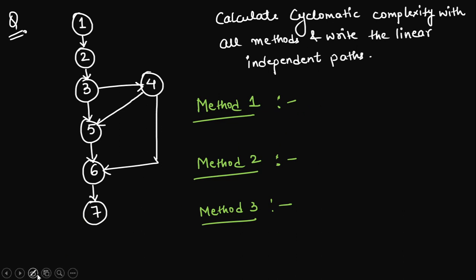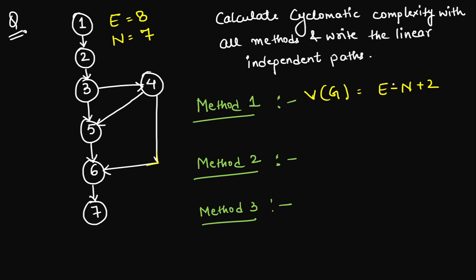So the first method that we'll be using is V(G) = E - N + 2. The number of edges: 1, 2, 3, 4, 5, 6, 7, 8. This is one edge, this whole thing is one edge. So what is the value of E? 8. What is the value of N? 7 nodes. So we'll get E is 8 minus 7 plus 2, that is 3. Here, the cyclomatic complexity from method 1 is 3.